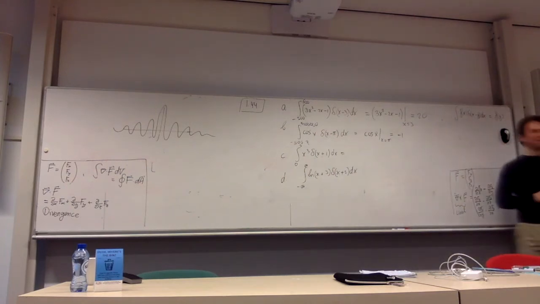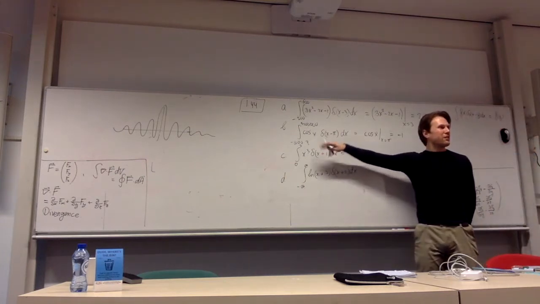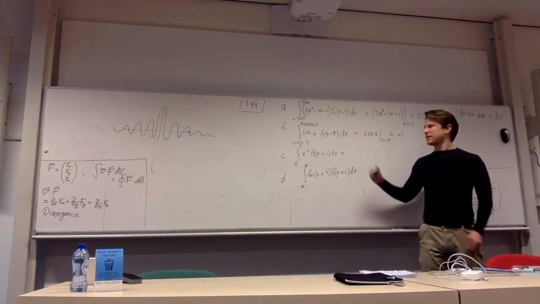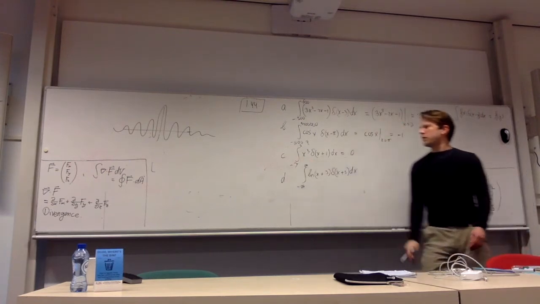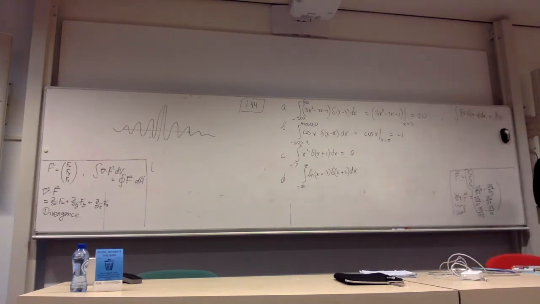Next one goes from 0 to 3. It's 0, of course, because the thing that it needs is minus 1. It's not within the integration range, so you're just adding zeros. It's 0. You know, what if minus 3 would have been minus 1?